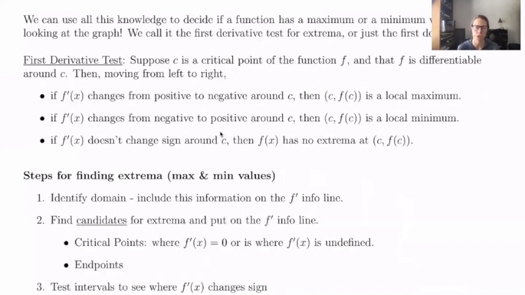So if the derivative changes from positive to negative around a critical point, then you have a max. If the first derivative changes from negative to positive around a critical point, then you have a min. And if the first derivative doesn't change sign, you're increasing before and after, or you're decreasing before and after, then there is not an extreme value, even though you had a critical point.